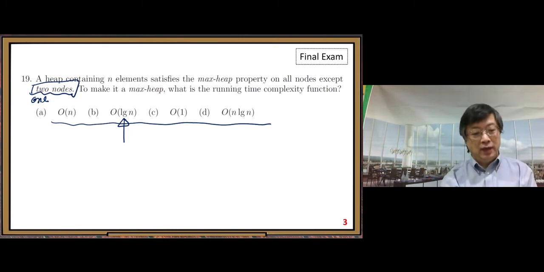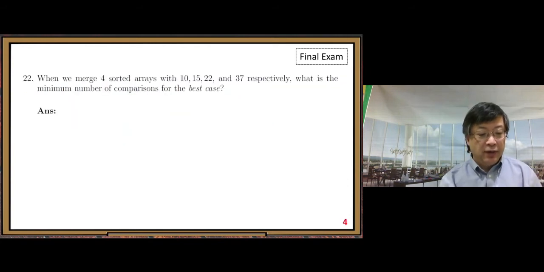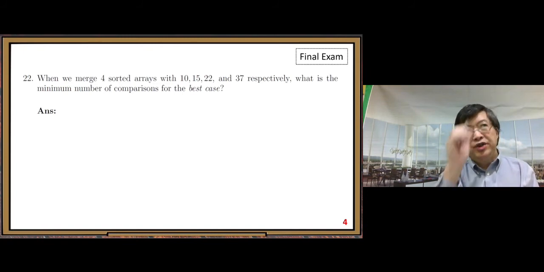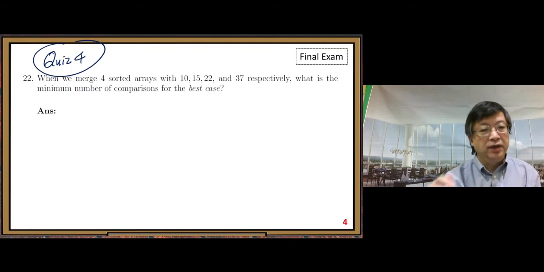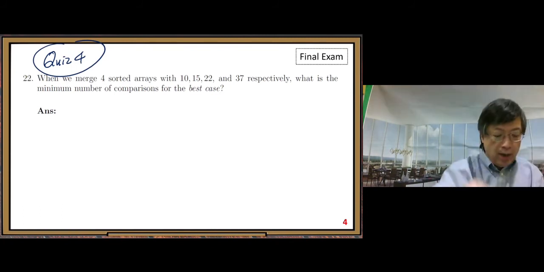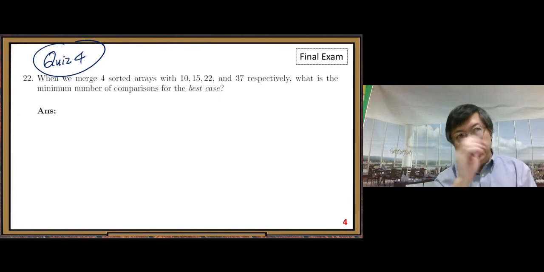All right. The last question I want to talk about, question number 22. I remember I explained this one in the quiz 4 video. In quiz 4, I explained the details in that video. But I'm afraid many students didn't watch that video.